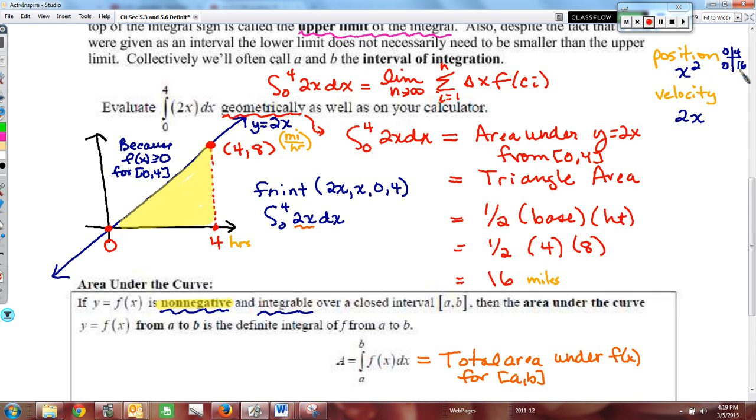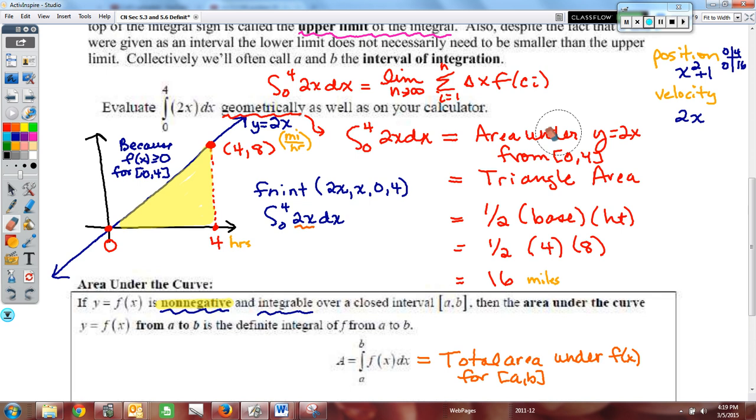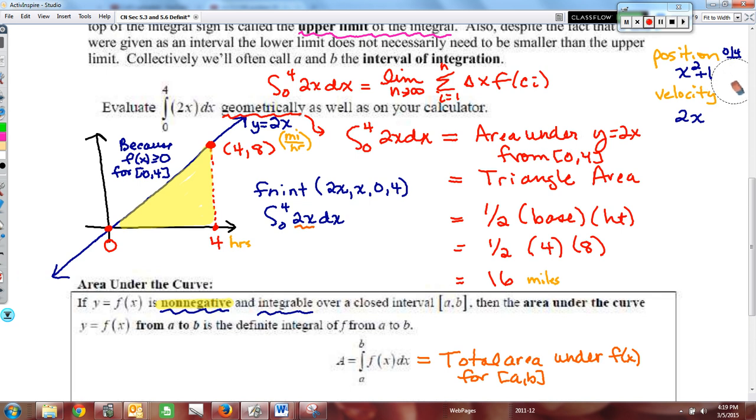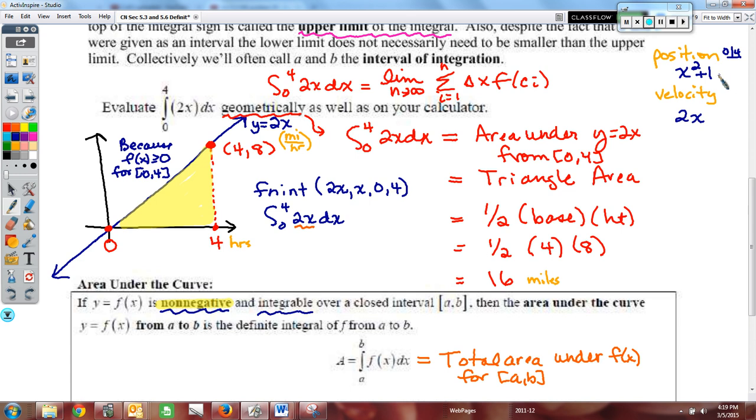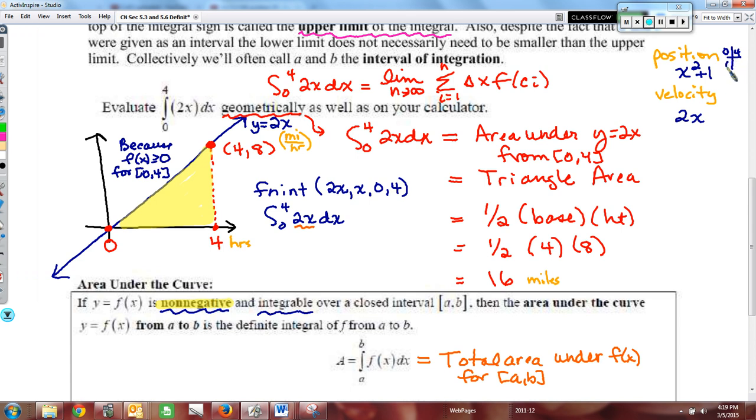What is your net accumulation, your displacement in your position? I gained 16. But notice x squared may not be the only one that you had. It could have been x squared plus 1, because the derivative of x squared plus 1 is also 2x. Even in this scenario, if I look at the values, at 0 it would have a value of 1, at 4 it would have a value of 17. My net difference is 16.